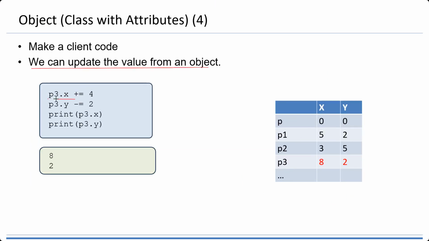So let's suppose I want to update P3.x. It means the value of x on the object P3, I would like to add 4. And the value of y on the object P3, I want to subtract 2. So the result will be 8 and 2. Now the data will be updated into 8 and 2.